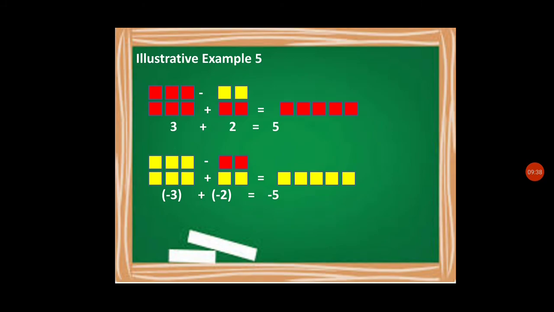Next, so we have 3 positive tiles minus 2 negative tiles. So that is 3 positive tiles plus 2 positive tiles is equal to 5 positive tiles. So that is 3 plus 2 equals 5.